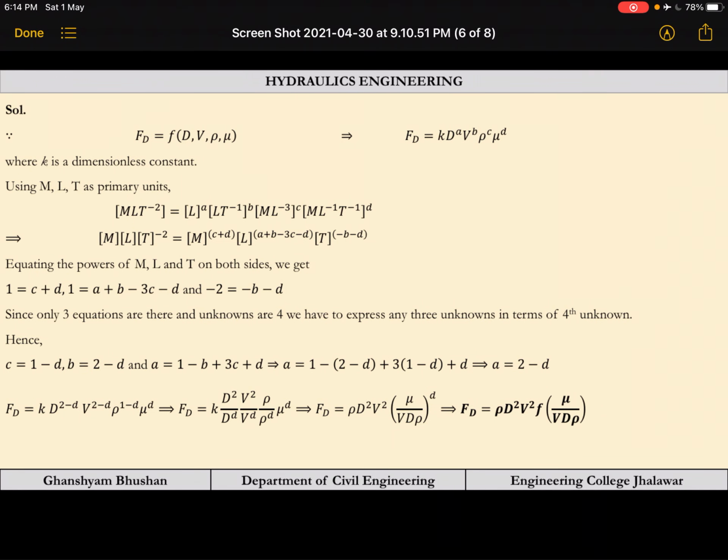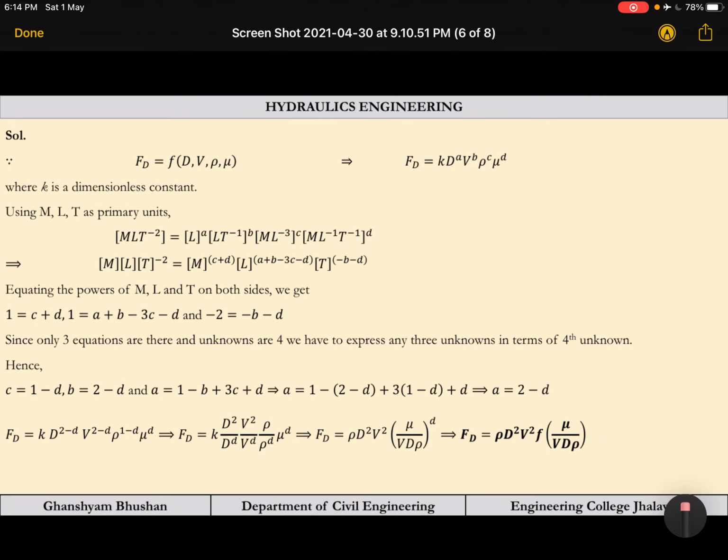So Fd is a function of d, v, rho and mu. As I have told you, we will write Fd as k times d raised to power a, v raised to power b, rho raised to power c, and mu raised to power d, where k is a dimensionless constant. The dimensions of d, the diameter, will be length, velocity is l t minus 1, meter per second, rho is density, kg per meter cube, so m l minus 3, and mu is m l minus 1 t minus 1. So we will club the coefficients of m, l and t in this equation.